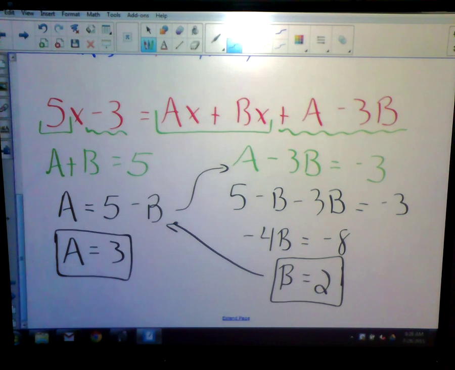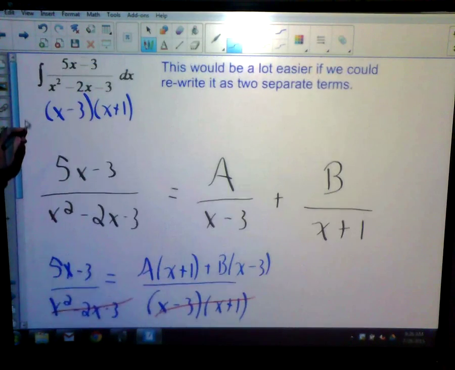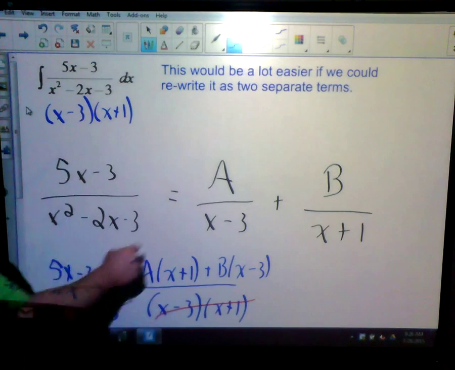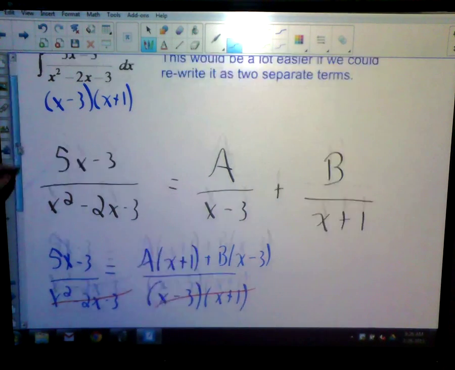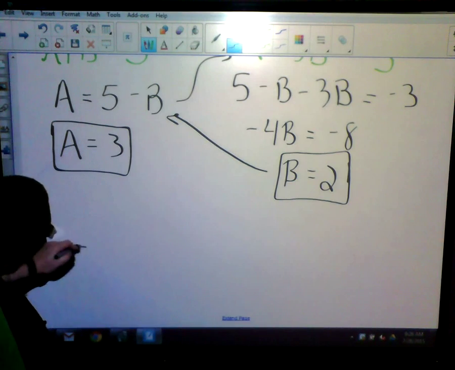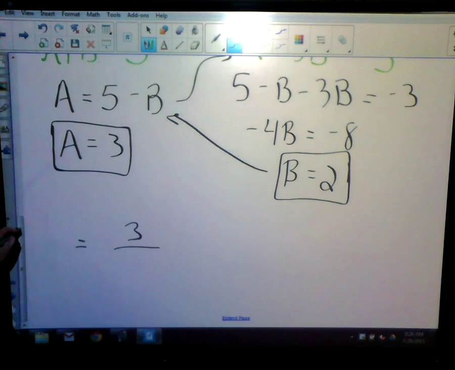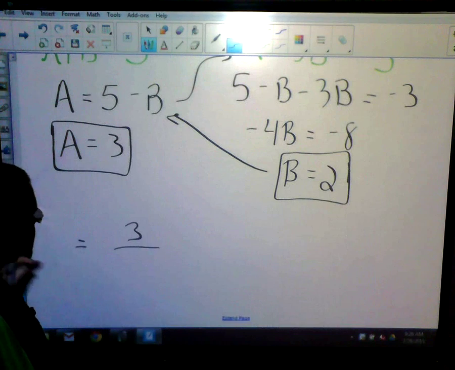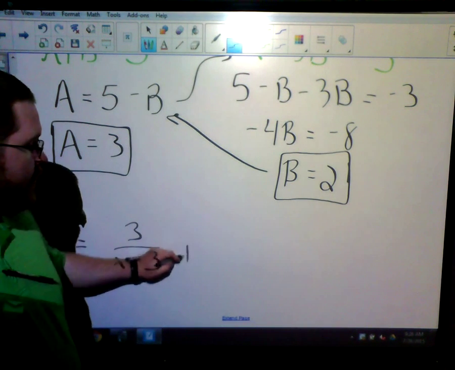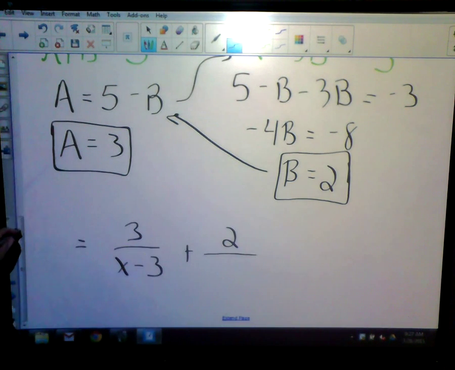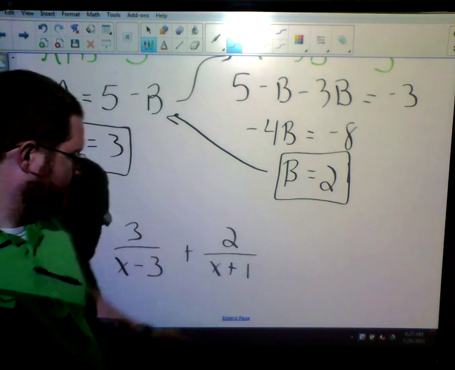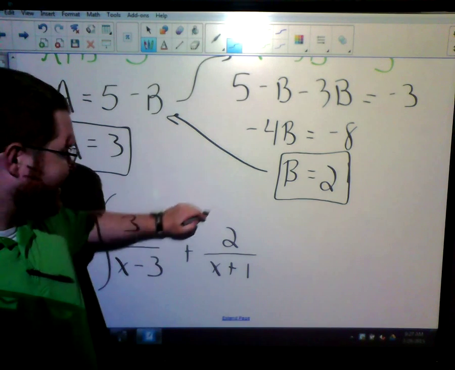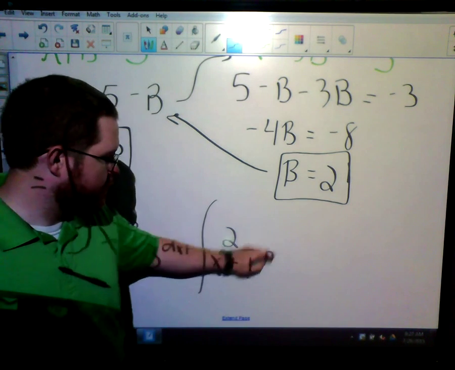Now I haven't actually integrated anything, but remember what I was trying to do. I was trying to take this problem that I could not integrate and turn it into this problem, which I could. So now I know my a is 3 over, the a was originally over x minus 3, plus the b is 2, and the b is over top of x plus 1. And let's integrate this. And to make it easier, I'm going to integrate it as two problems.